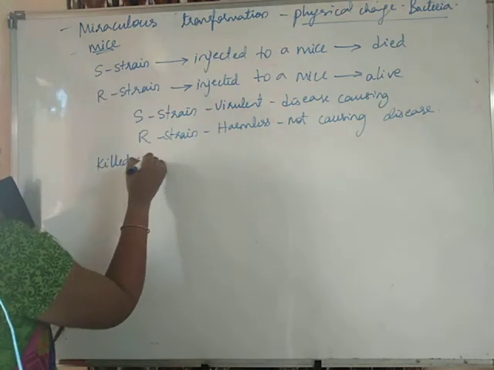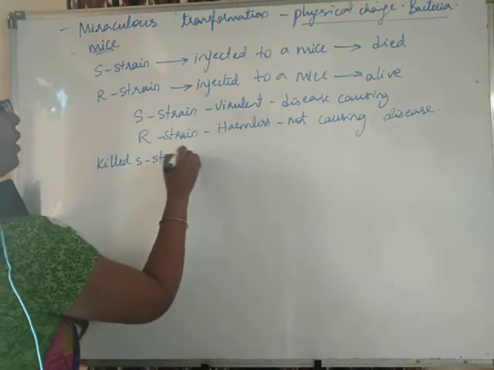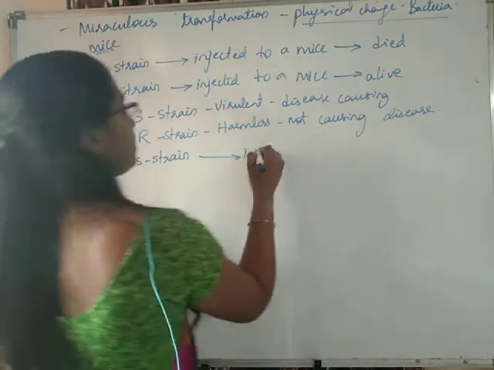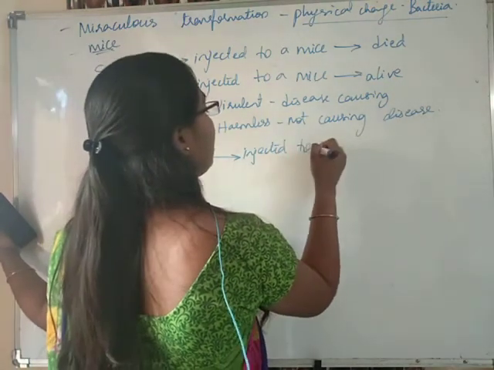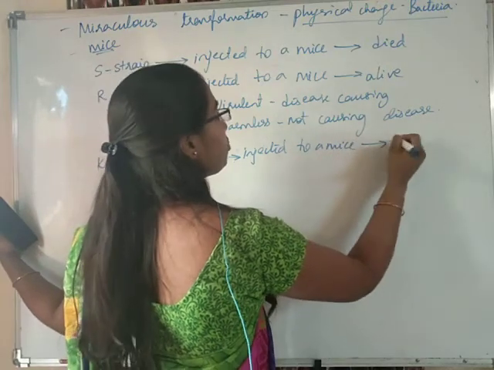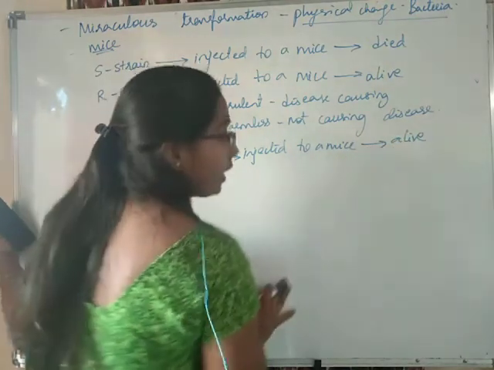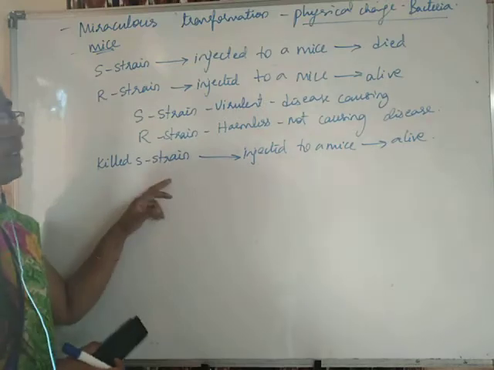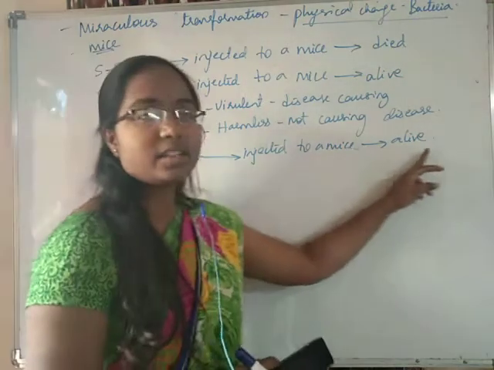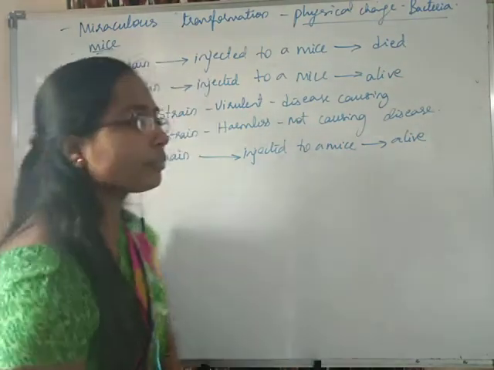killed S strain. He injected it to a mice. The mice was alive. Okay. He took S strain and he injected it to a mice. This mice was alive. Okay.